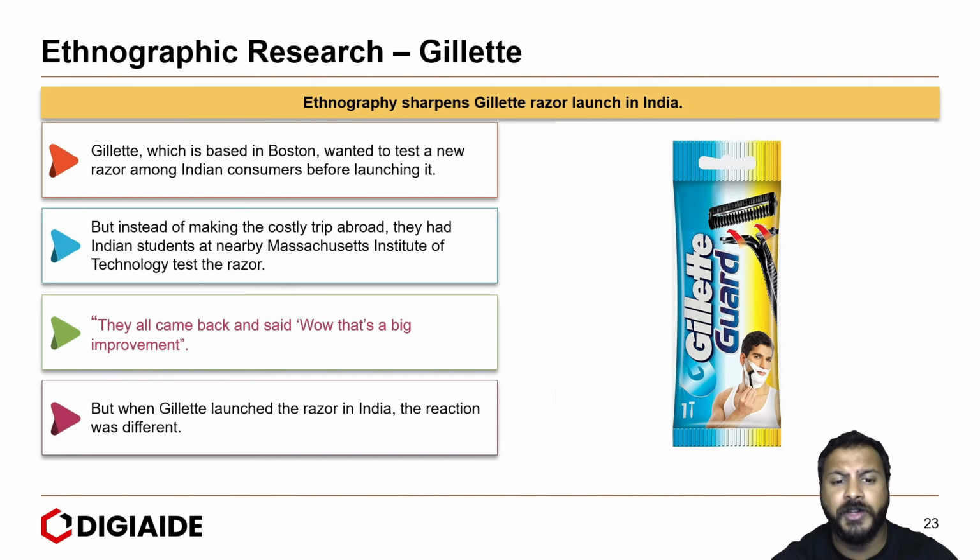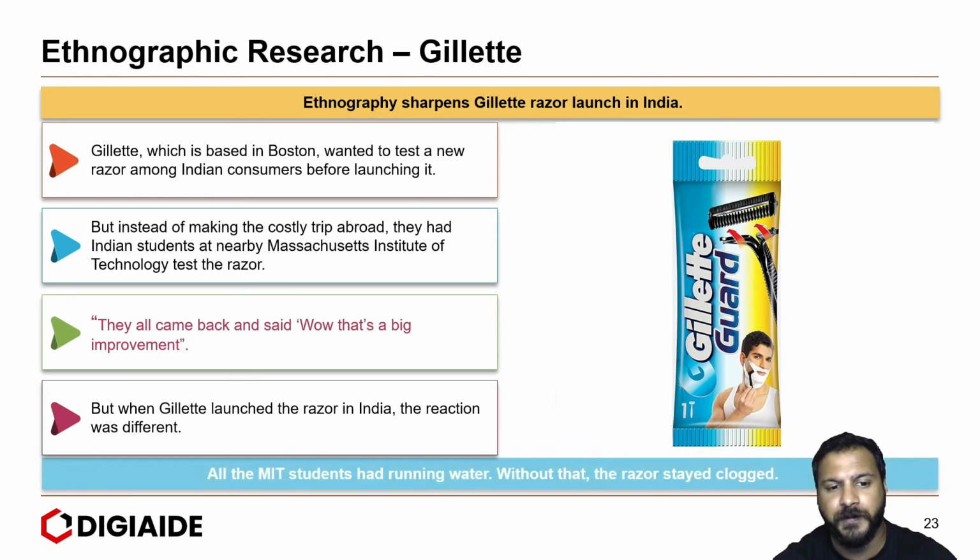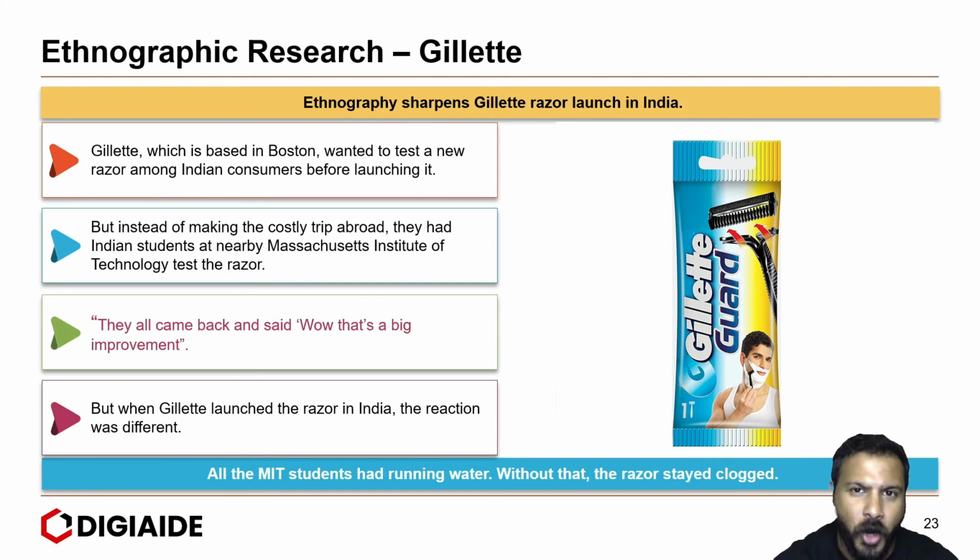But when Gillette launched the razor in India, the reaction was different. All the MIT students had running water. Without that, the razor stayed clogged, which was the issue in India, because in India, they took a cup of water while shaving and not running water. Thus, through observing people in India later on, by going through villages and finding that running water is a luxury there and they only use a cup of water to shave, Gillette could leverage the aspect of ethnographic research.